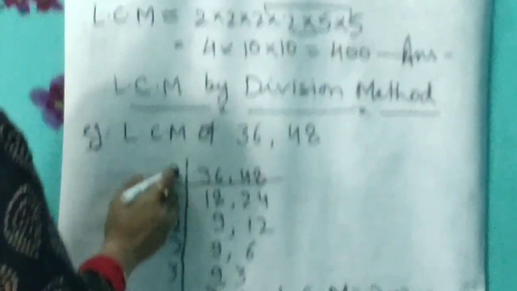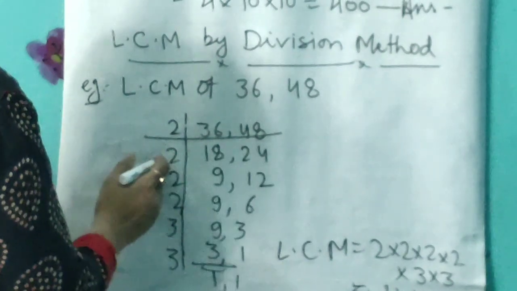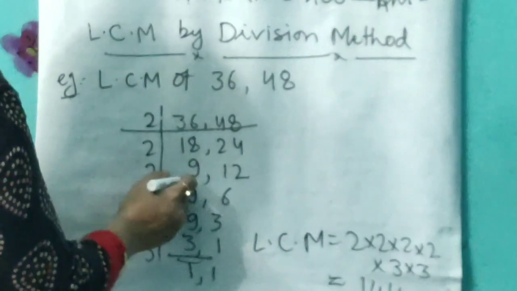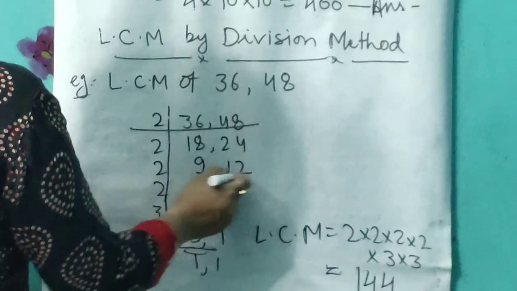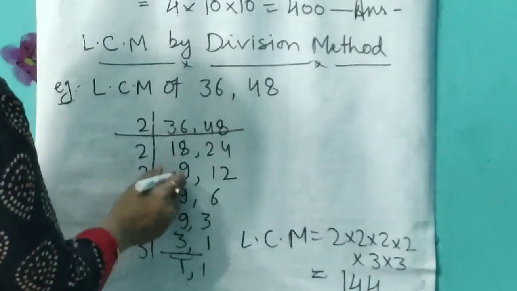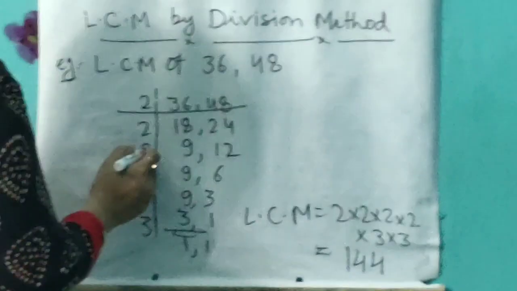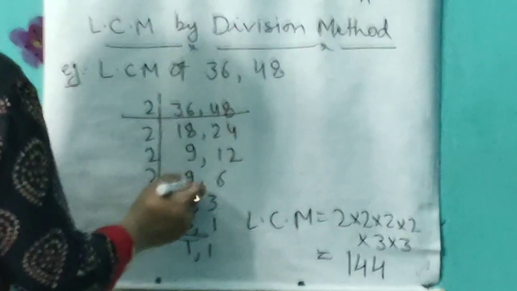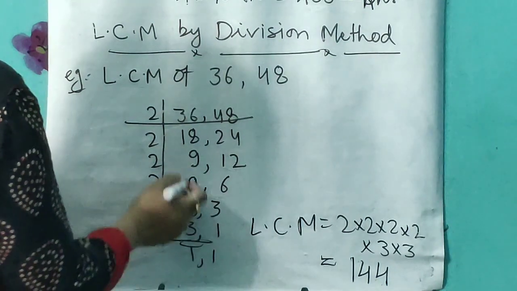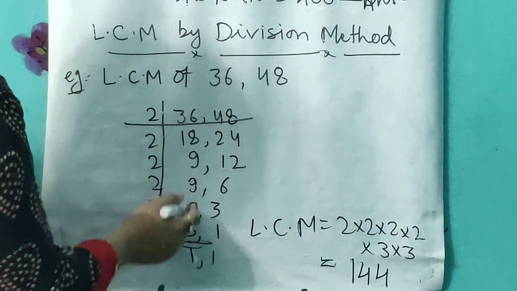2 18s are 36, 2 24s are 48. Then again 18 and 24 are both divisible by 2, so we divide by 2: 2 9s are 18, 2 12s are 24. Then 9 is not divisible by 2 but 12 is, so we divide 12 by 2 and copy the 9 as it is. 2 6s are 12. Now this 6 is again divisible by 2, so we divide it and copy the 9 in the next step. 2 3s are 6, and 9 will be there.